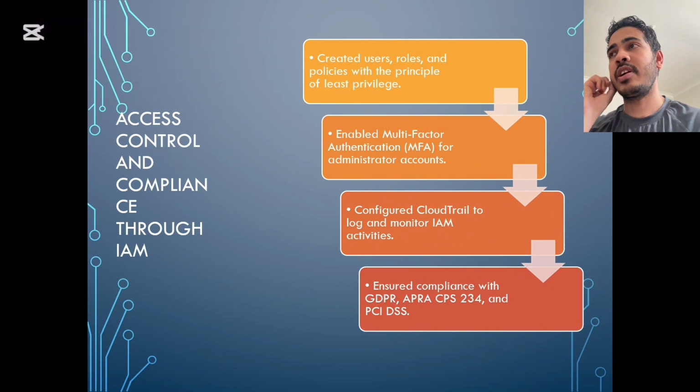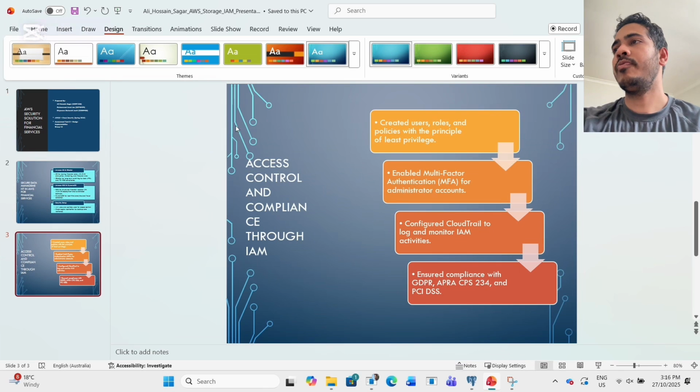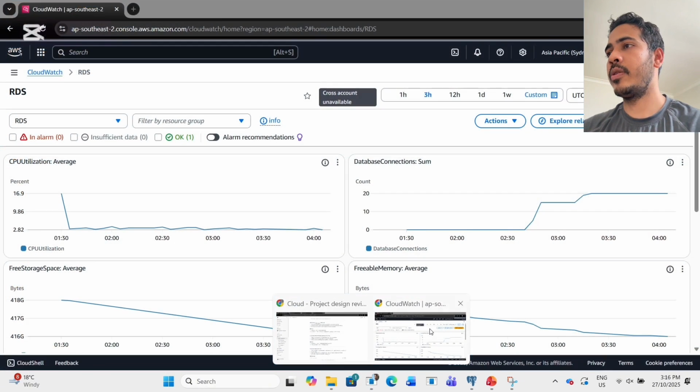Okay, so for IAM I use user roles and policies, then multi-factor authentication, and then CloudTrail for logs, and CloudWatch for an alarm if the CPU is exceeded. So that's all from the presentation.